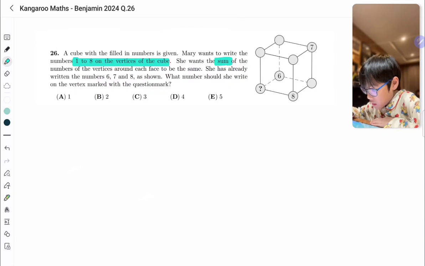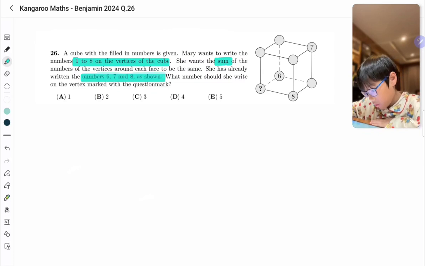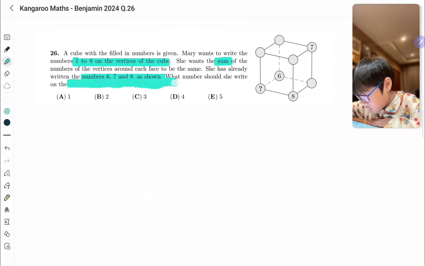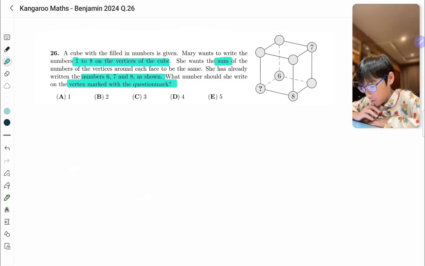She has already written the numbers 6, 7, 8 as shown. I'm definitely highlighting that. It's very important. What number should she write on the vertex marked with the question mark? I should also probably tell you this: a vertex means a corner, but in a word which is complicated, basically. Mathy. Okay.